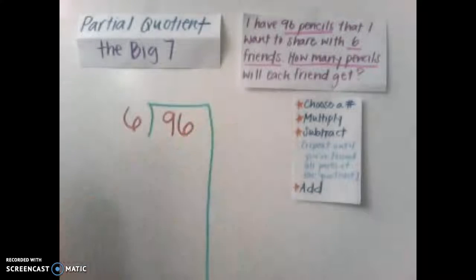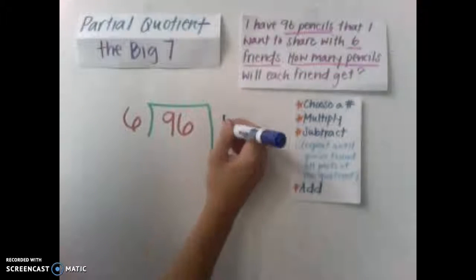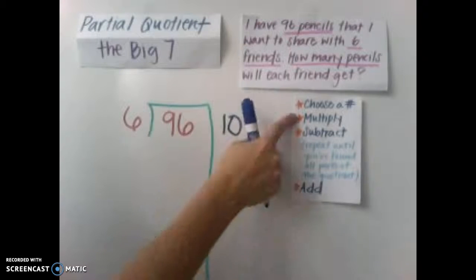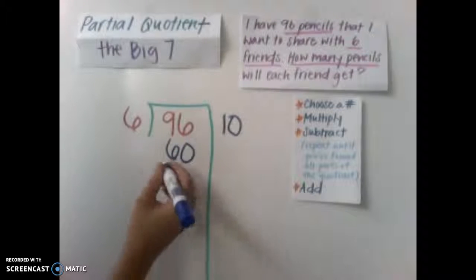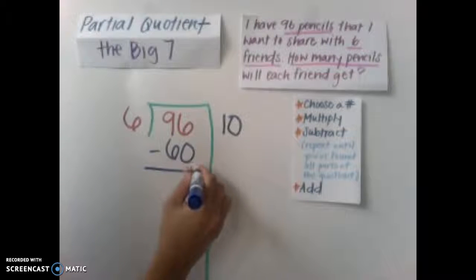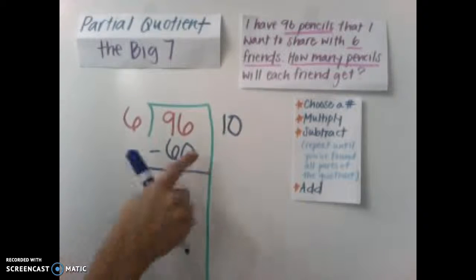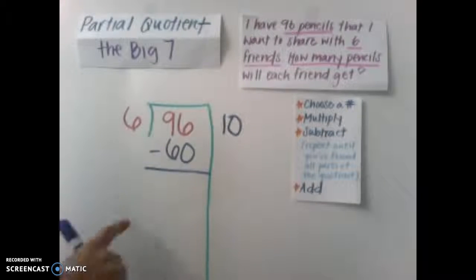All right, first I'm going to choose a number that I can multiply 6 by that gets me close to 96 without going over. I really like multiplying by 10 because it's easy and fast, and I know that it will get me close to 96 pencils. So I'm going to multiply. I chose my number 10, now I'm going to multiply. 10 times 6 is 60. So of my 6 friends, I gave them each 10 pencils. That means I gave them 60 pencils altogether.